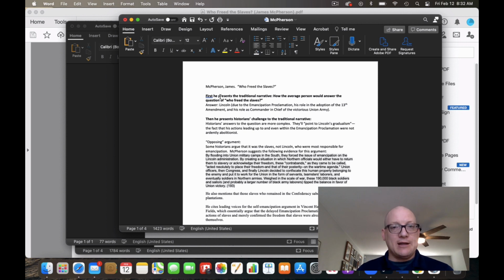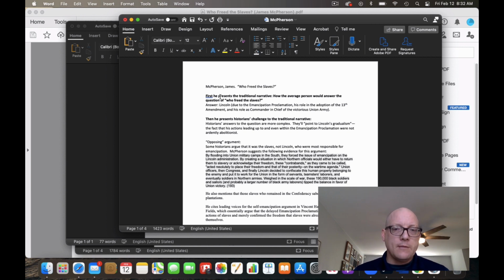All right, so the Emancipation Proclamation was in January 1863. It liberated slaves in rebellious states only. The 13th Amendment was the amendment to the Constitution that abolished slavery in the United States forever. Lincoln got the ball rolling on that. And then they would also point to his role as president of the Union and commander-in-chief of the victorious Union Army.